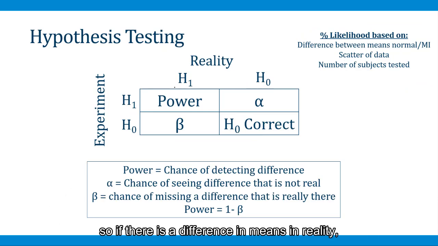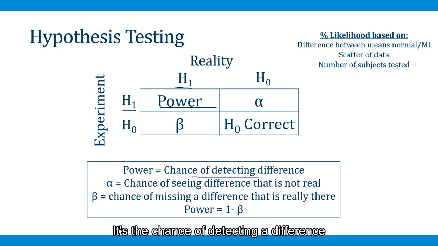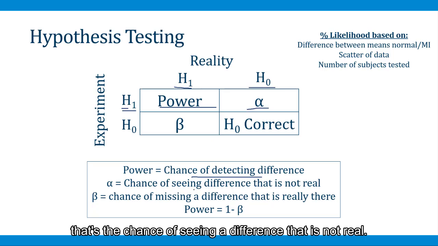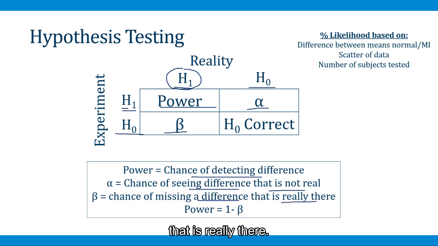So if there is a difference in means in reality and our experiment detects it, we call that the power of the study. It's the chance of detecting a difference that exists in reality. If there's no difference in reality, but we find one in our study, that's an error, and we call that an alpha error. That's the chance of seeing a difference that is not real. If there is a difference in means in reality, but we don't detect it in our experiment, that's called a beta error. That's the chance of missing a difference that is really there.